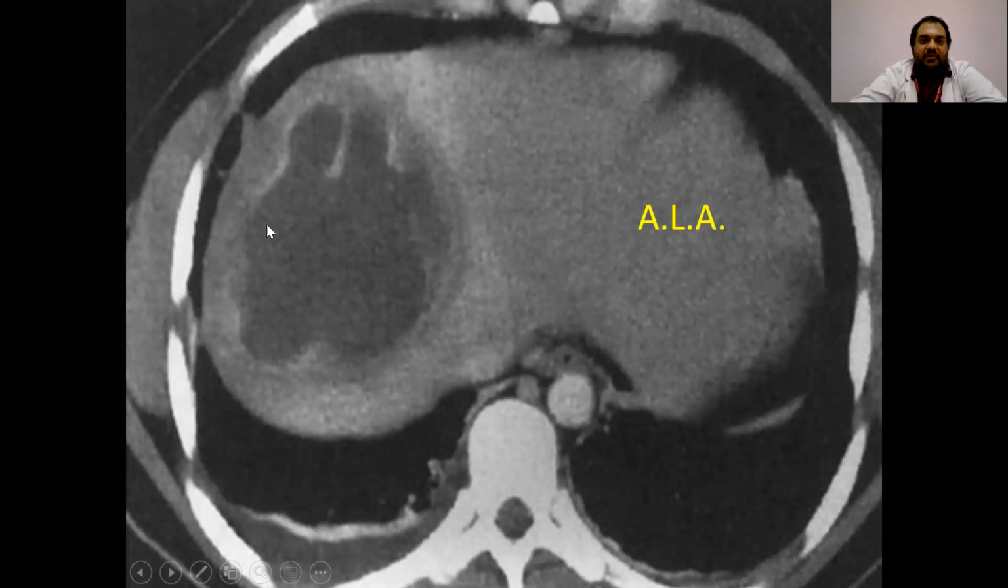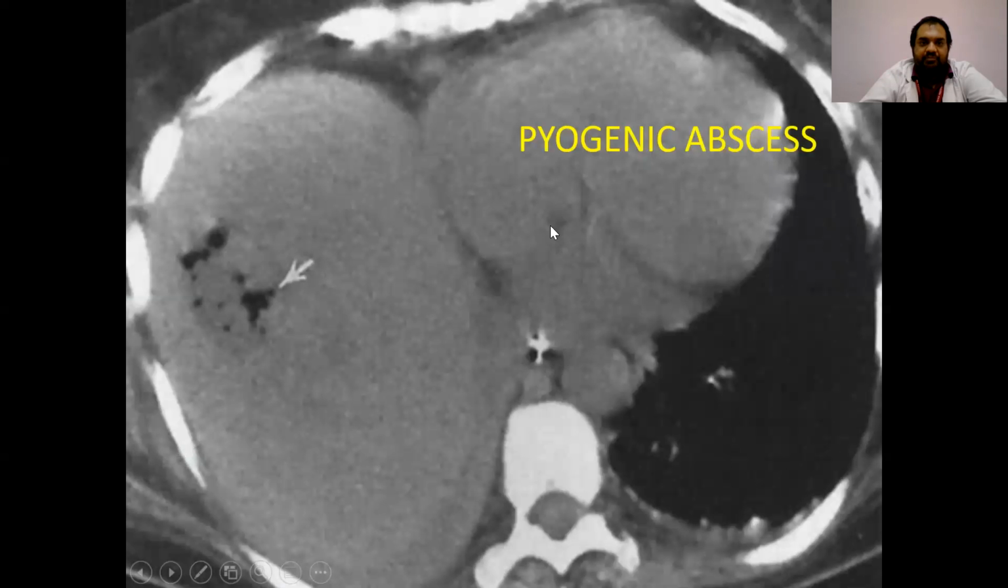We can see the large hypoechoic lesion, and it has a lobulated appearance in the right lobe of the liver. Diagnosis is ALA. And this is the axial section of the CT showing the pyogenic abscess in the right lobe of the liver.